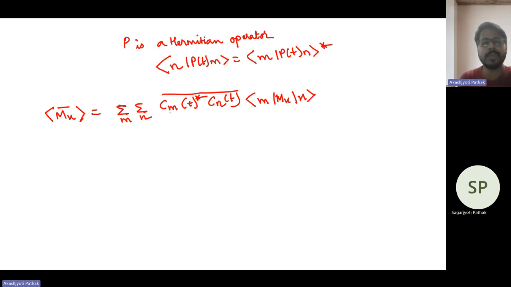This matrix is formed by the ensemble average of the products of c_m of t and c_n of t, and this is represented by another operator rho. So this is the ensemble average of all the nuclear spins which have different coefficient values. That can be expressed in this form and defined by another operator. So here what we get is the density operator. This is how we get the density operator.